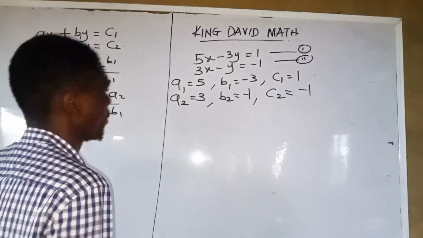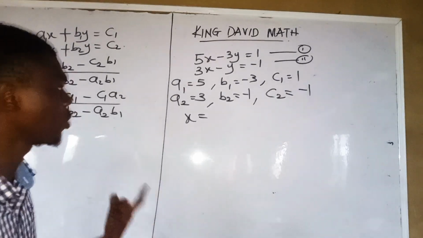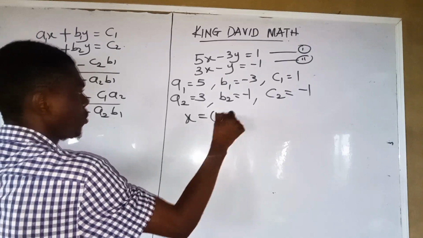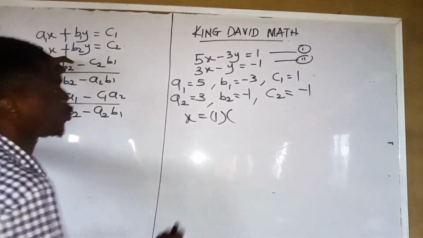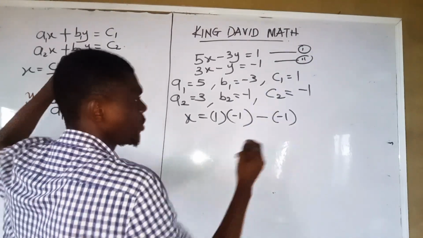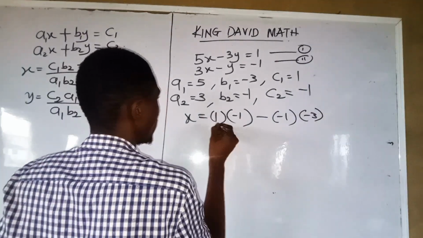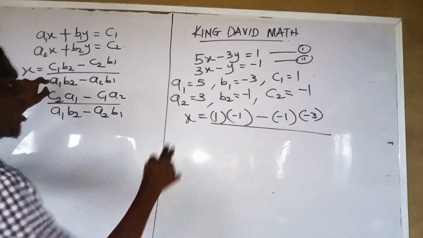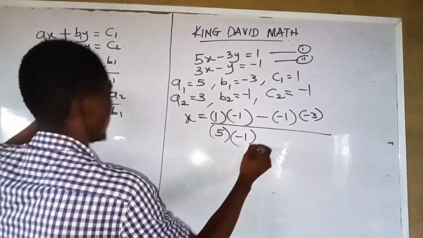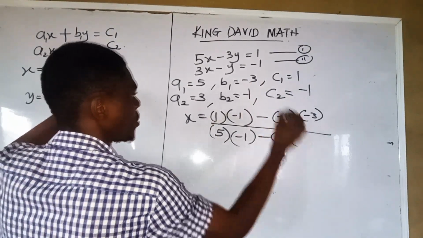Now once you have gathered this small information, it's very easy to do whatever I want to do. So let's get the value of x now. My x is equal to this, so I'll be inputting my values to see how I get my answer. My C1 in this case is 1, so I'm having 1. I'm going to put them in brackets. 1 times B2. My B2 here is minus 1. Minus C2. C2 is minus 1. So we have to be careful with the sign. And B1 here is minus 3. Over A1. Our A1 here is 5, bracket B2. B2 is minus 1. Minus A2. A2 is 3, bracket B1. B1 is minus 3.